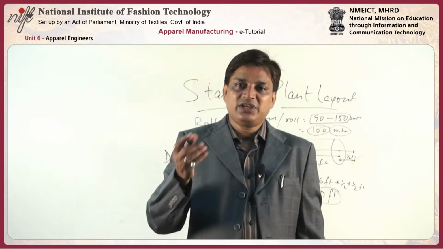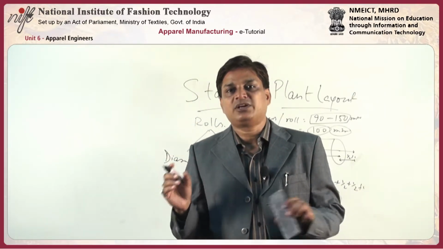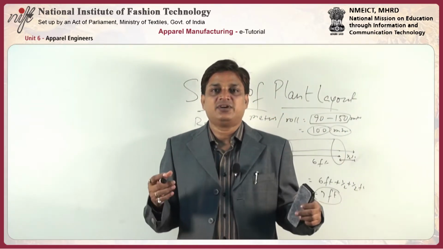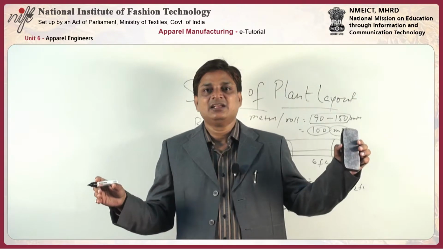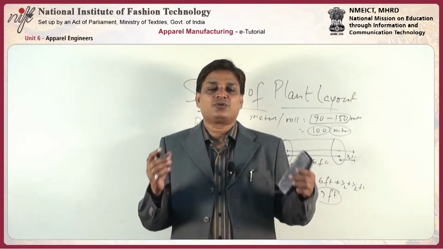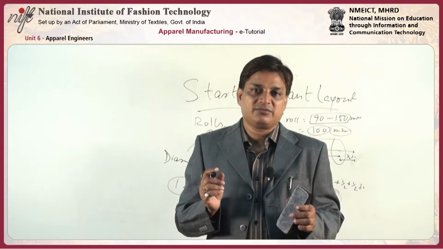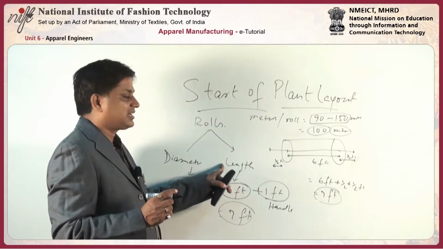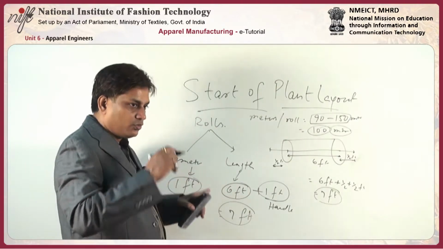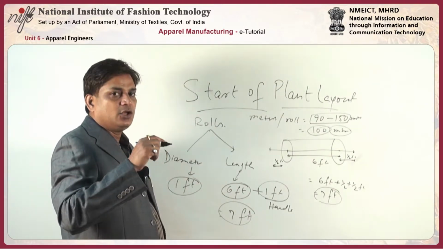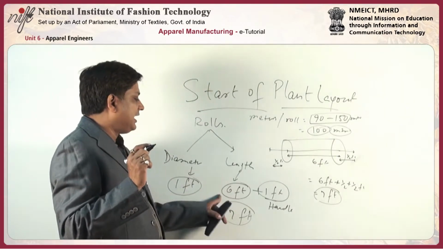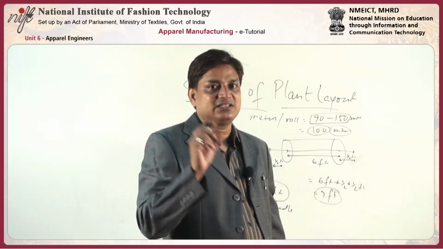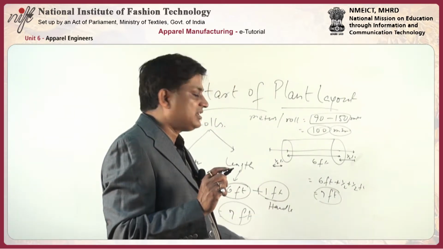Now we are calculating the dimensions of the fabric rolls. First we have decided that the fabric will come in rolls. In roll form, what would be the diameter? The roll has two parameters: diameter and length. Diameter of the roll we have taken as 1 feet as an example, and the length of the roll is 6 feet plus 1 feet for the handle, half feet and half feet. So 6 feet plus 1 feet is 7 feet.